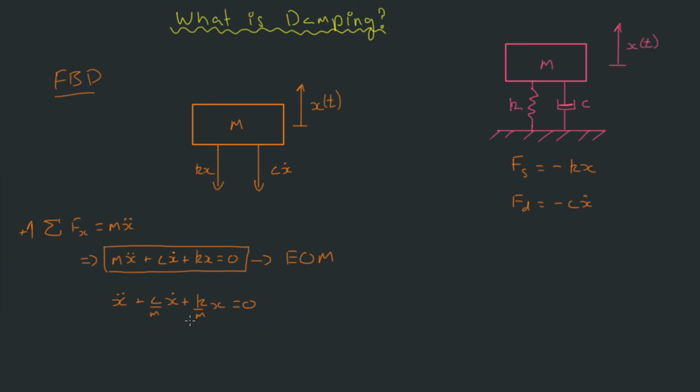Now, to make our life simpler, I'm going to introduce a few new constants. One of them you've seen, which is omega n is equal to the square root of k on m. And then the other one is the damping ratio, zeta, which is equal to c on 2 root km.